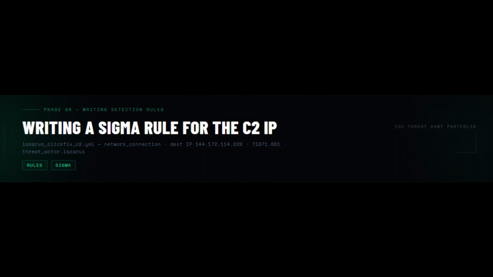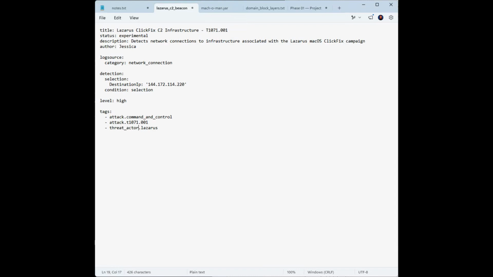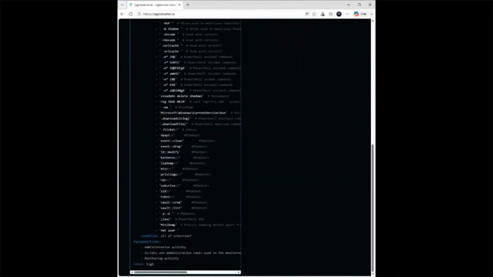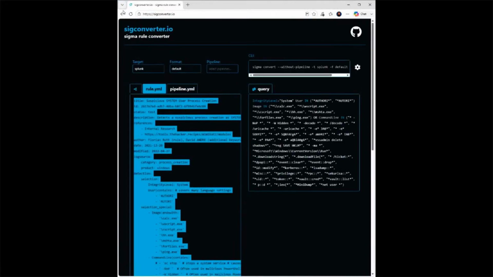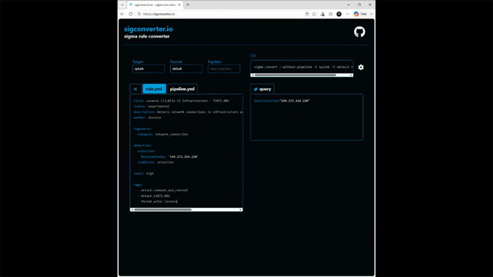Next, I'm creating a Sigma detection rule based on the campaign infrastructure. The goal is to detect connections to the identified IP address and generate an alert if a system communicates with known malicious infrastructure. The Sigma rule was successfully converted into a Splunk query using Sigma Converter. This demonstrates how threat intelligence can be turned into an actionable detection.